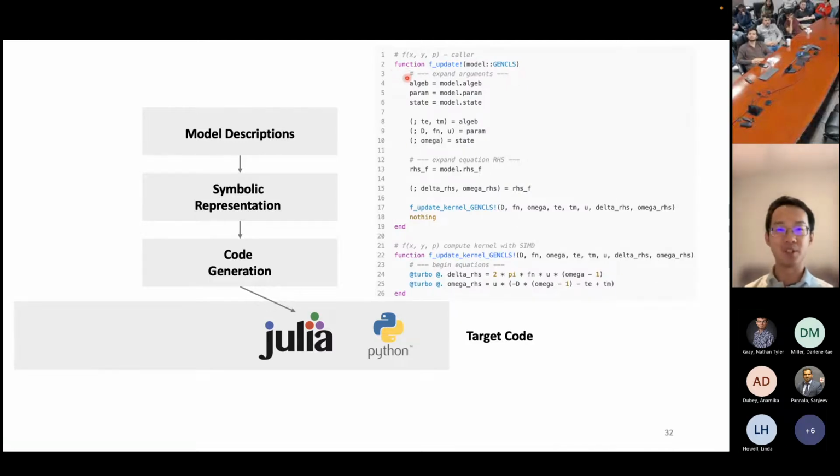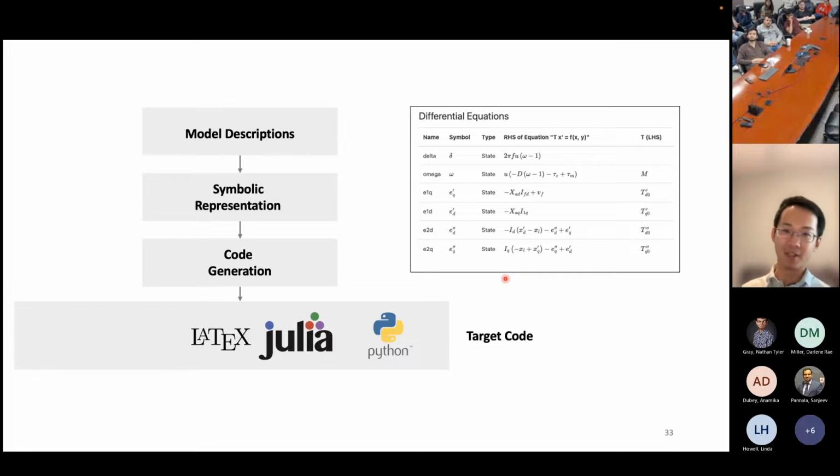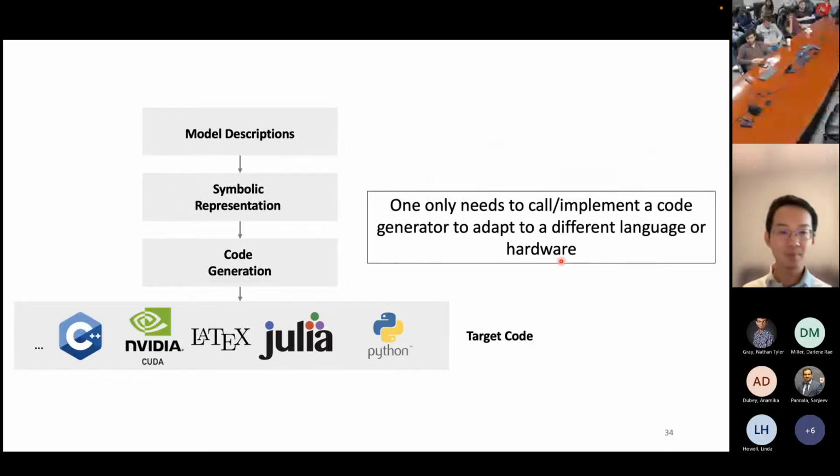This is my favorite because we see clear separation between retrieving variables, expanding the equation right-hand side, and calling the kernel calculation functions. We can also swap in a LaTeX generator because they are basically symbolic expressions and they can be turned into LaTeX strings. So all those equations you will see in the Andes manual are generated automatically.